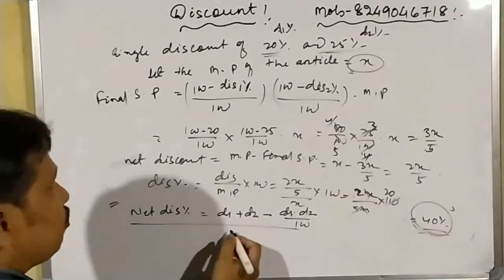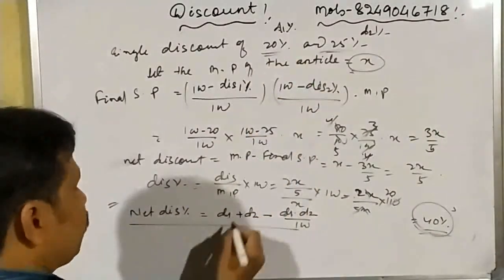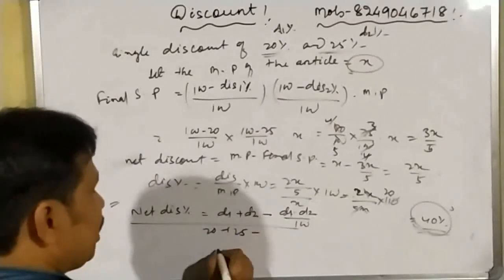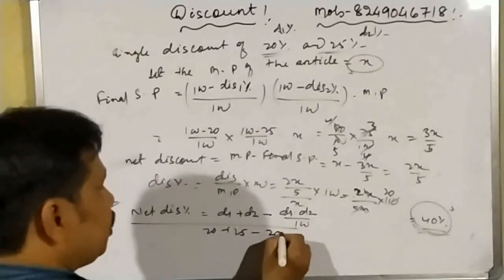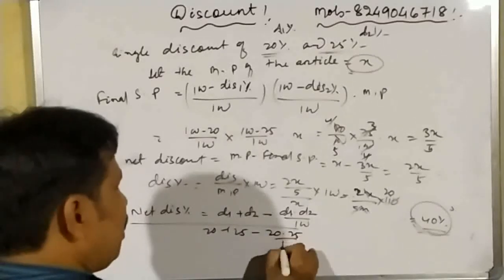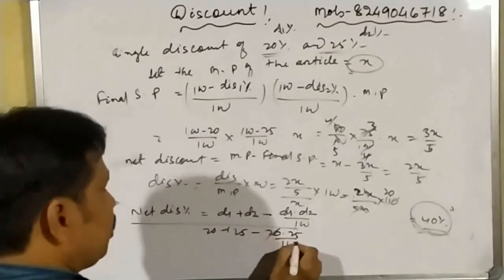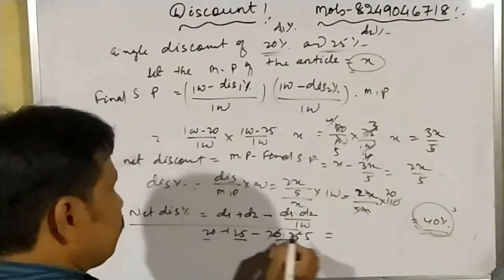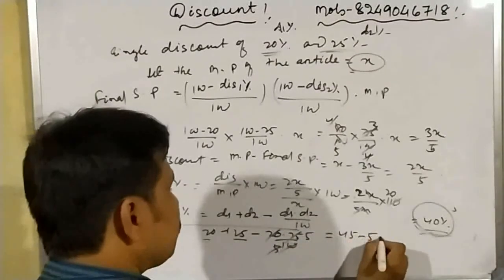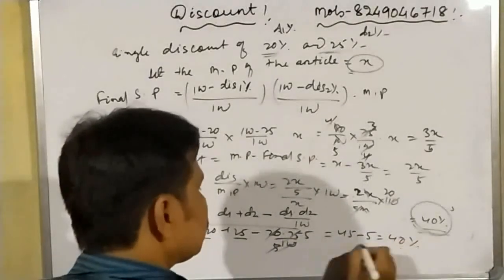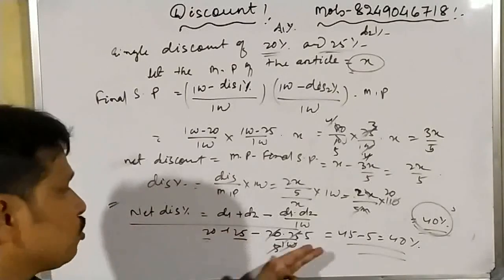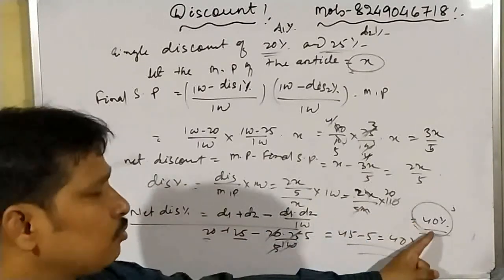So now put the values: D1 equals 20 plus D2 equals 25, minus D1 into D2, 20 into 25 by 100. So 20 by 100 is 1 by 5, and 5 into 5 is 5. So the result is 20 plus 25, 45, minus 5, equals 40%. Okay student, this is a very unique formula, and by using it you can directly find 40%.